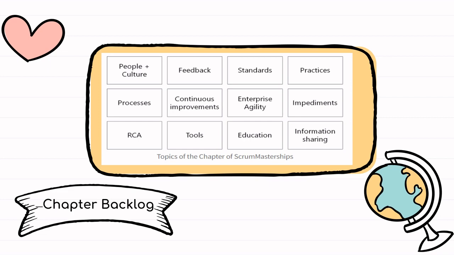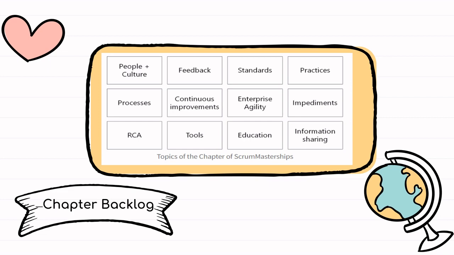For example, root cause analysis, different tools, continuous improvement, processes that need improvement, feedback, standards, practices, impediments, information sharing, all those things, people, culture. There are different cultural issues as well. Sometimes people do not understand what is happening on-site and then offshore. So a lot of these are small issues, but they have a large impact.